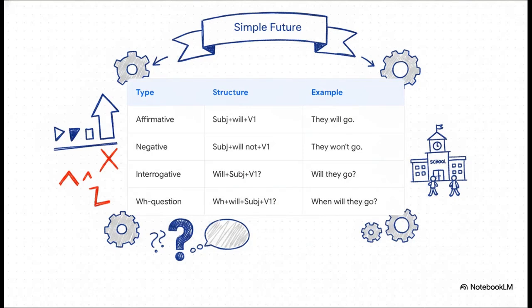Just look at how beautifully simple the mathematical logic is here. To build an affirmative statement, you literally just take your subject, add will or shall, and plug in your V1, which is just your base verb. "They will go to school." Simple as that. Make it negative by just squeezing in a "not." And to ask a question, you simply flip the architecture. Bring will to the very front to ask, "Will they go to school?"